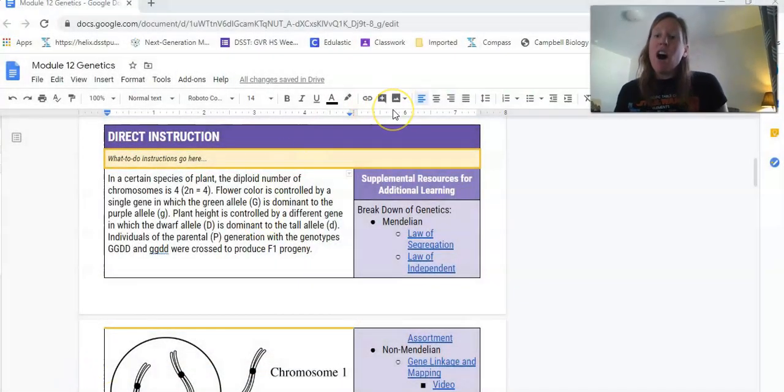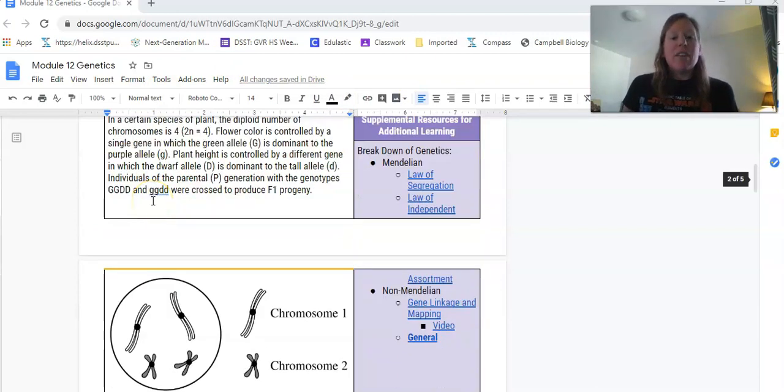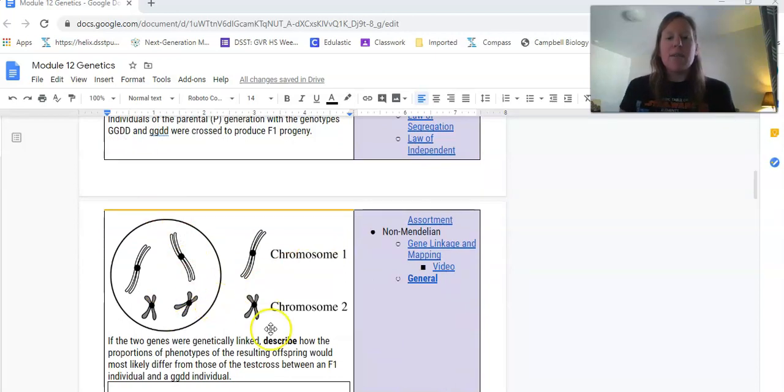So today, though, we're going to talk about gene linkage, which is my favorite subject when it comes to inheritance. So we have a problem here about gene linkage, and then we'll go over it quickly. We'll get started with this FRQ question. It looks like we're talking about chromosomes.